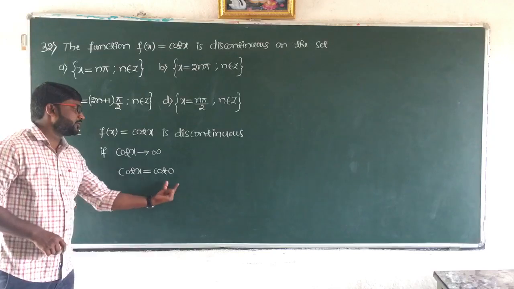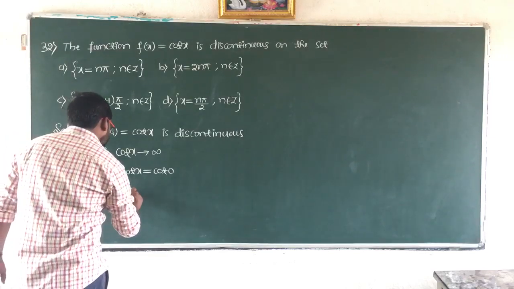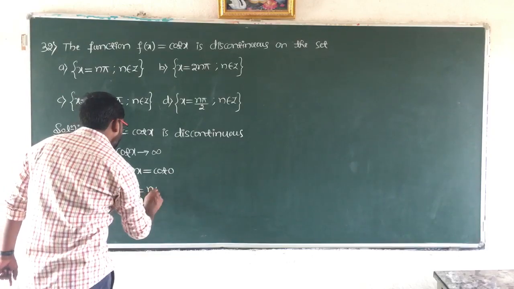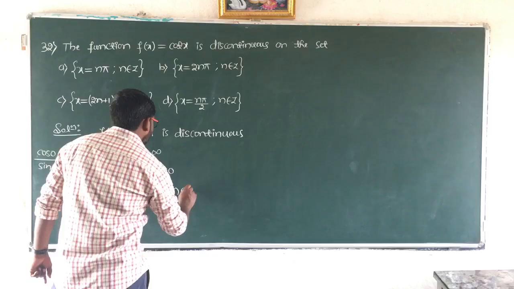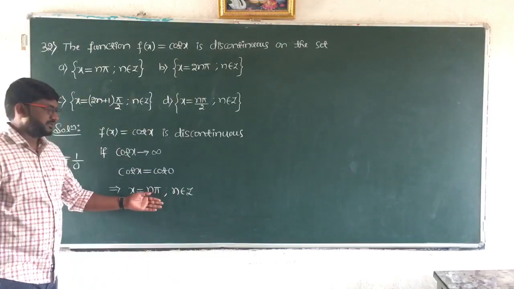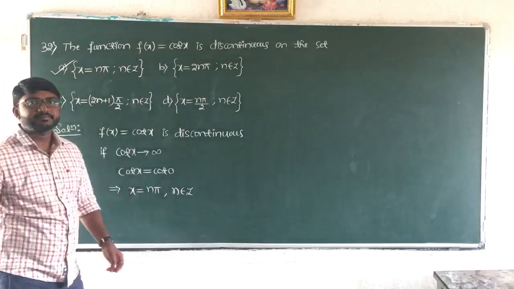So cot x equal to cot 0. This implies x is equal to n pi, for all n belongs to Z. So which is the right answer now? It is option A.